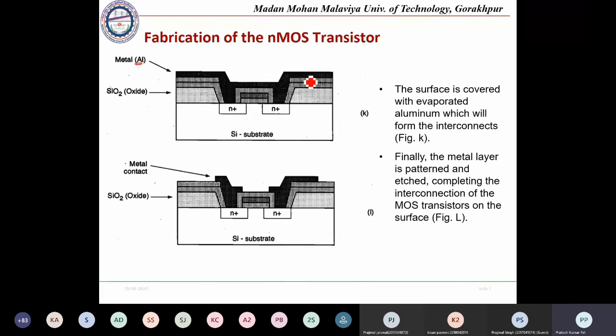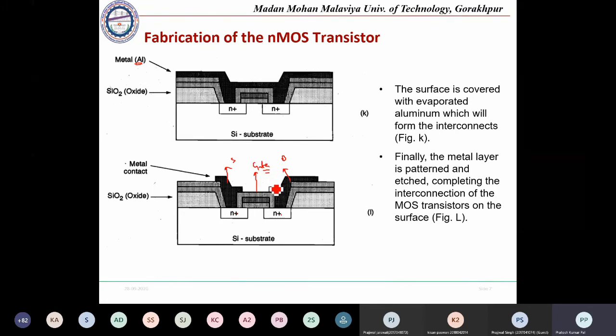Once the metal is deposited all around, this metal will only be kept where the source and drain will be. So all other metal layers will be removed. Only the regions, that is source and drain, will be taken into consideration. These two will be considered as source and drain sides, and this point will be your gate.